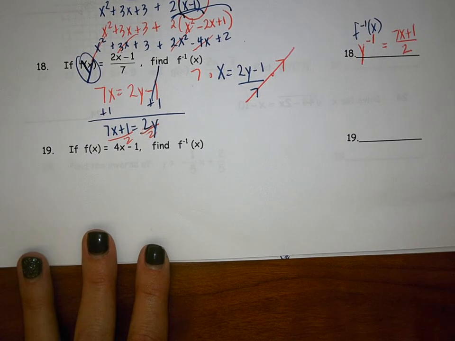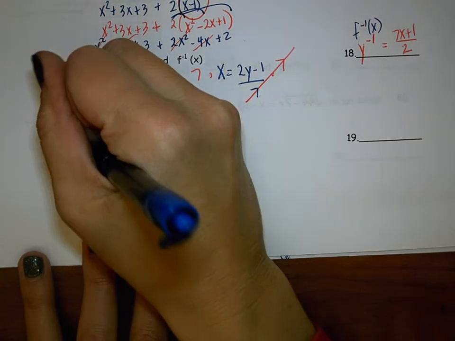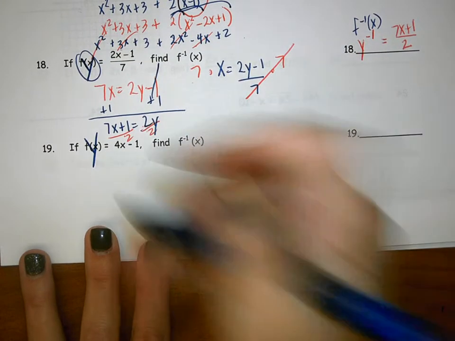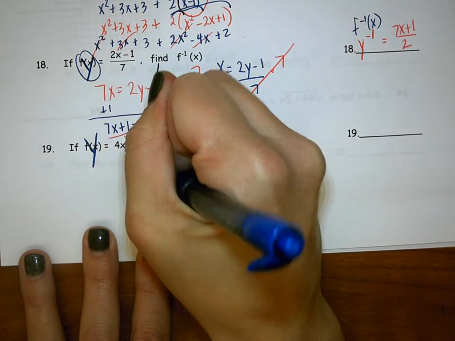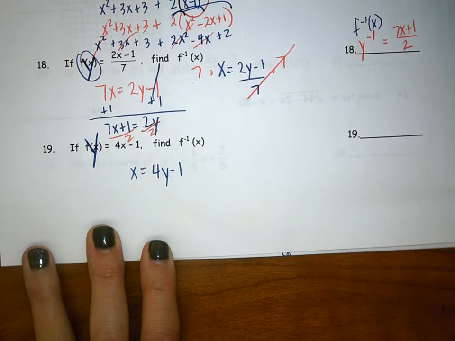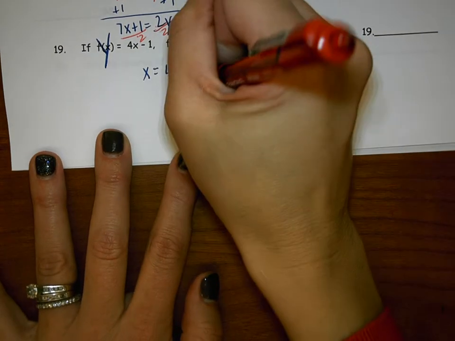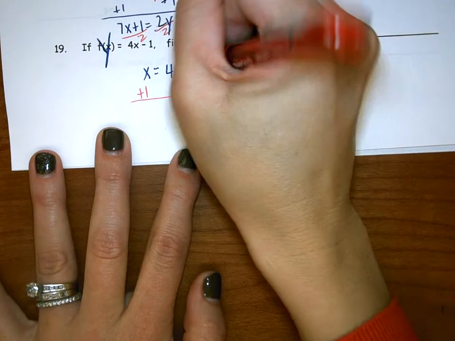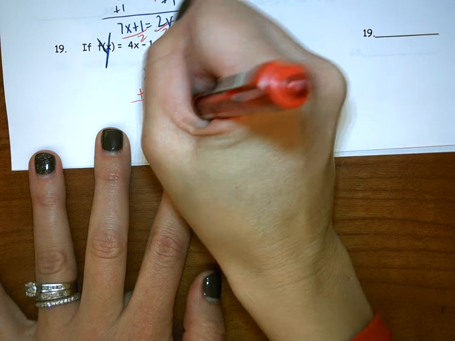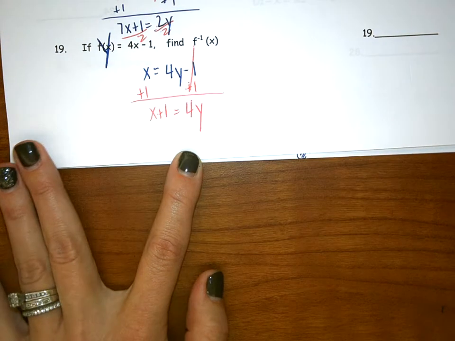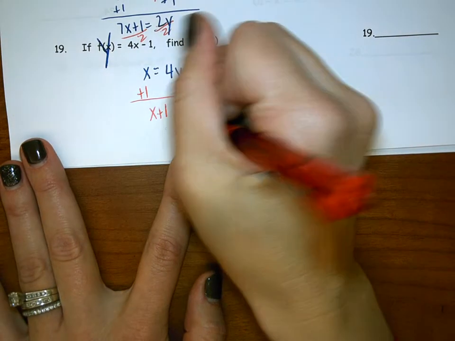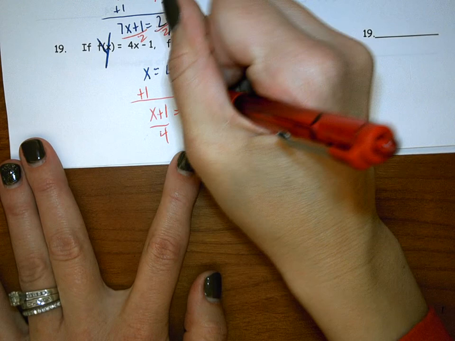Same thing, exchange x and y. This is y equals, okay? So we have x equals 4y minus 1. We want to get y by itself, so I add 1 to both sides. We have x plus 1 equals 4y. And your last step would be to divide by 4. Okay, so now we have y by itself.